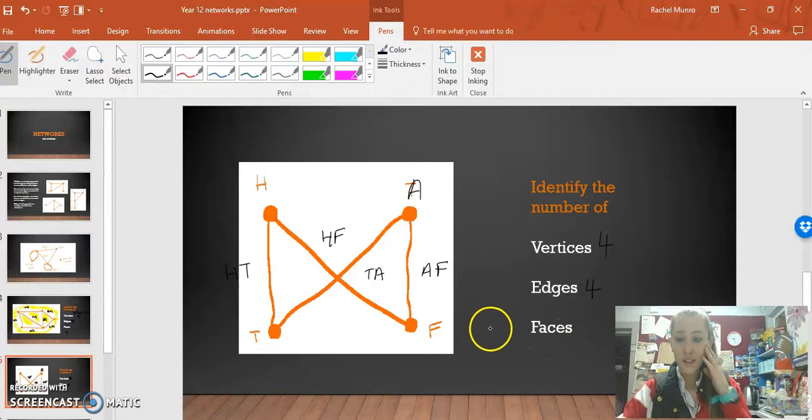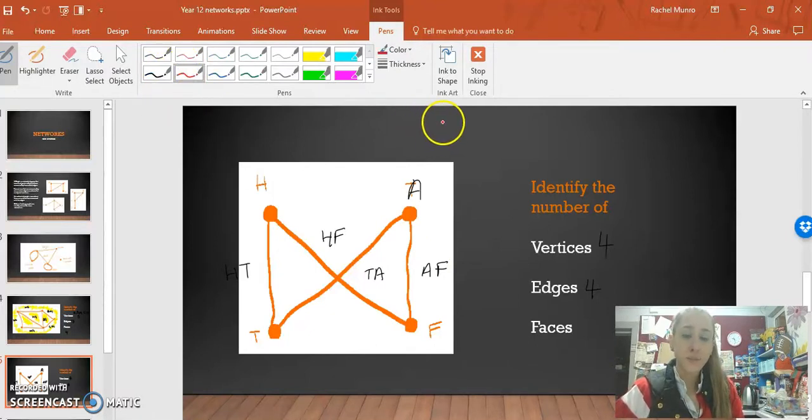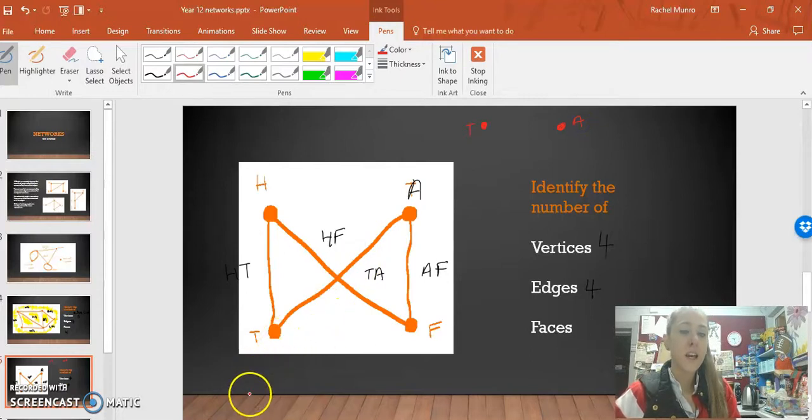Now to do the faces, we're actually going to need to redraw this graph. So I'm going to take a red pen and make a smaller diagram. So we're going to move up here and label this T, and this one A. What we're doing is essentially unfolding it. So T and A connect. Then we've also got an H here, and F here.